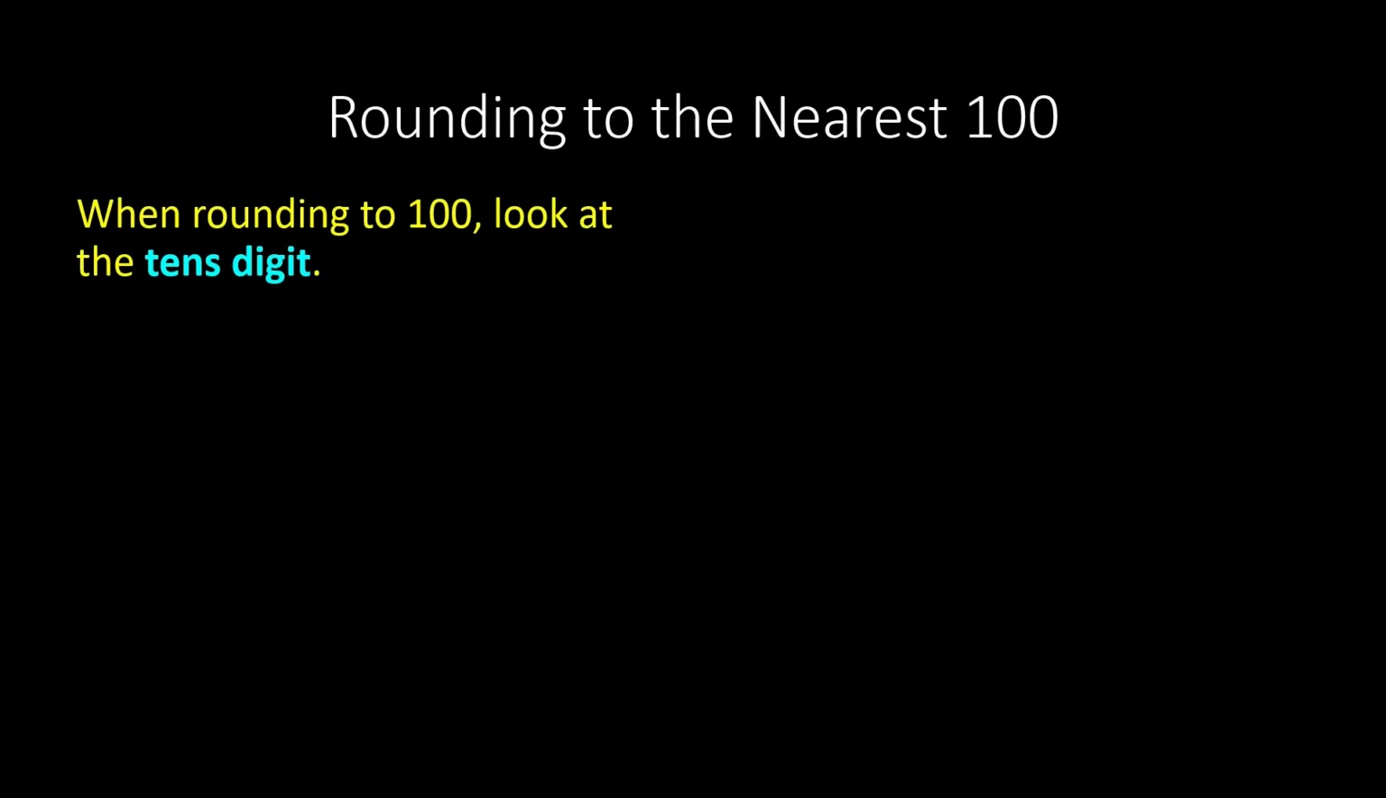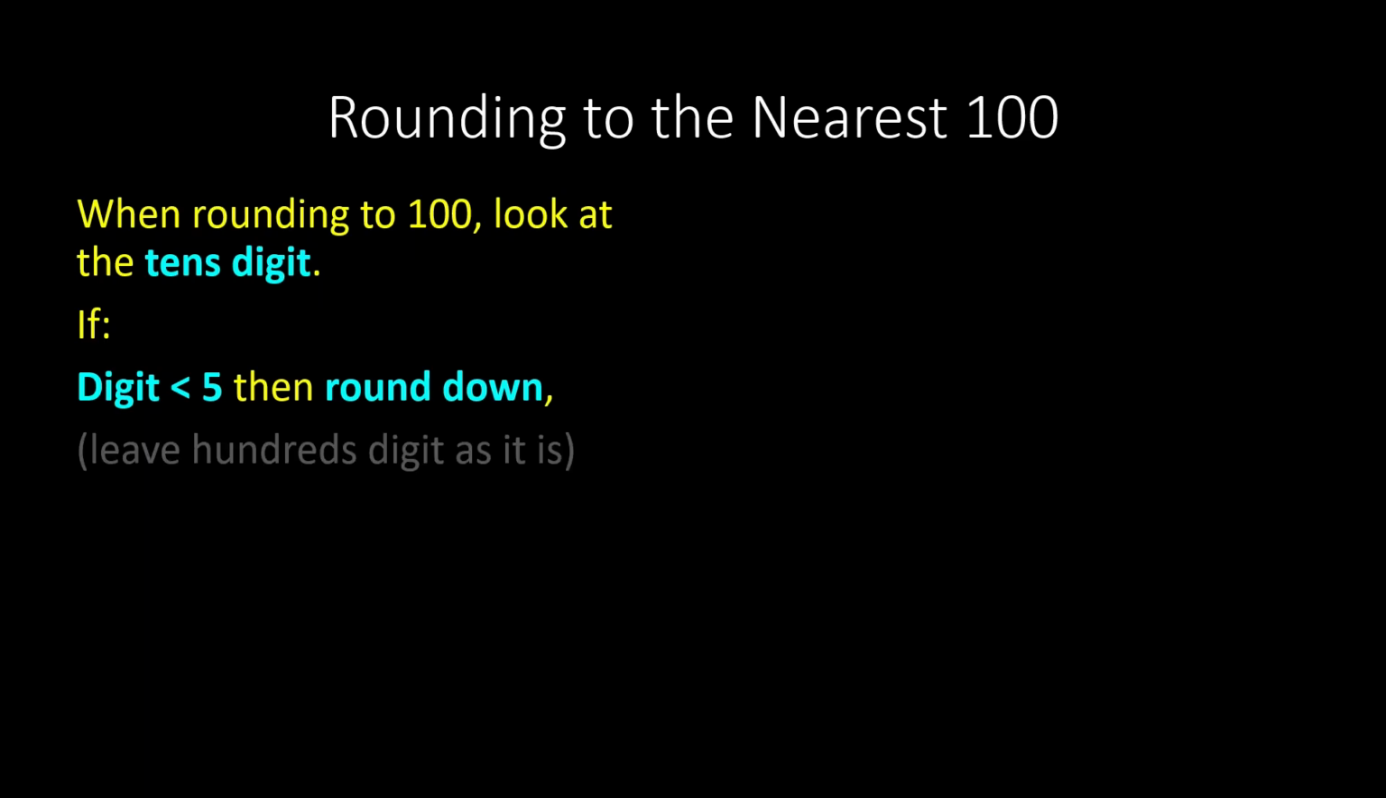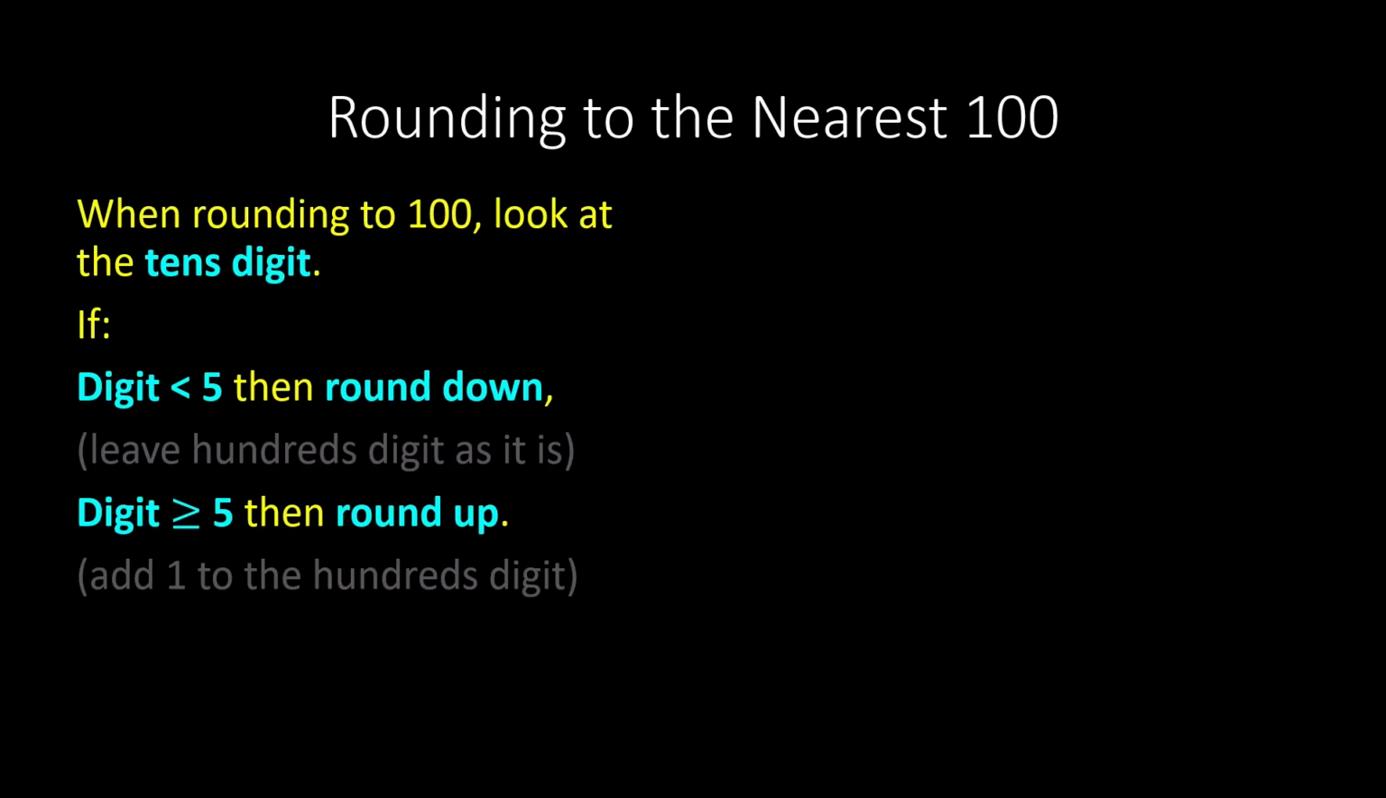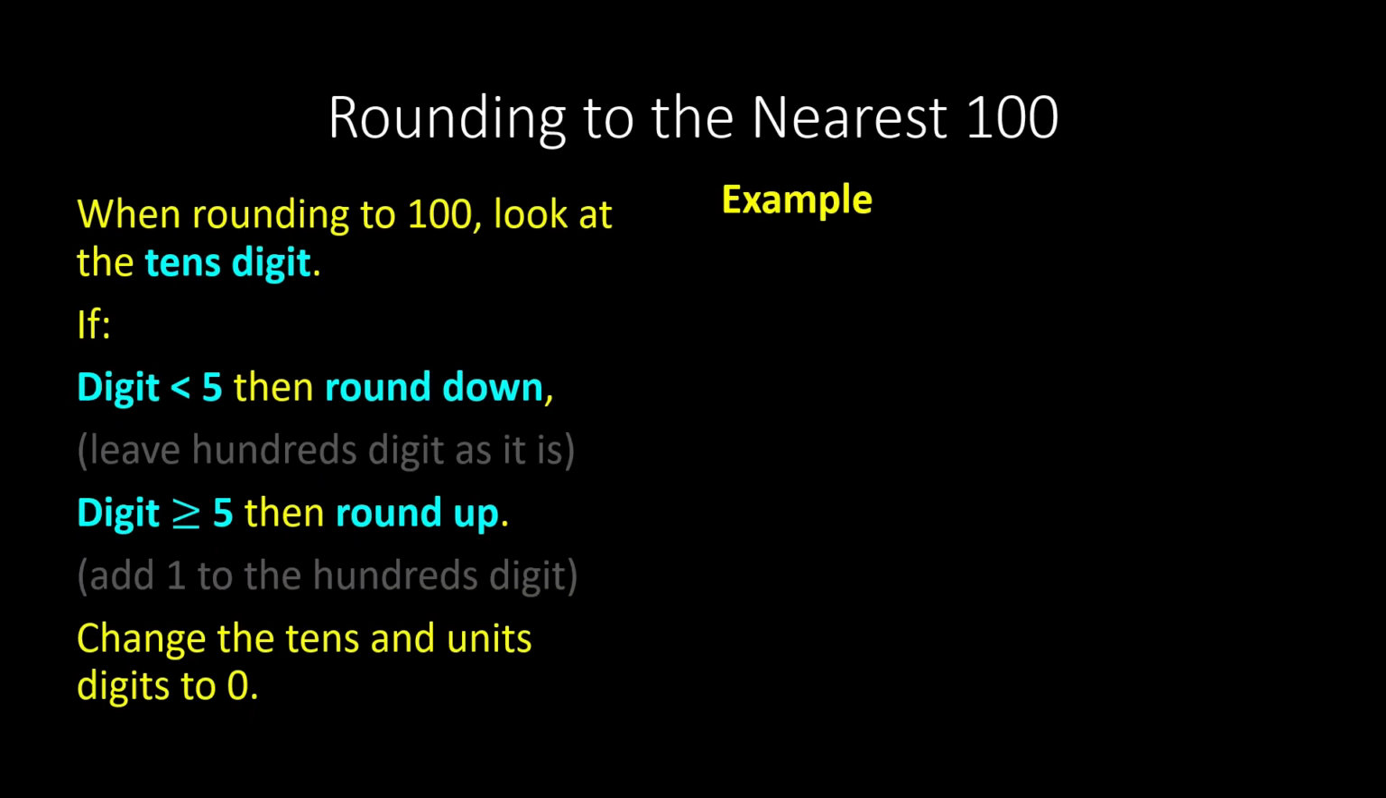So let's look at the theory again. When rounding to 100, look at the tens digit. If the tens digit is less than 5, then round down. So leave the hundreds digit as it is. If the tens digit is greater than or equal to 5, then round up. So add 1 to the hundreds digit. And then change the tens and units digits to 0. So let's take a look at some examples.